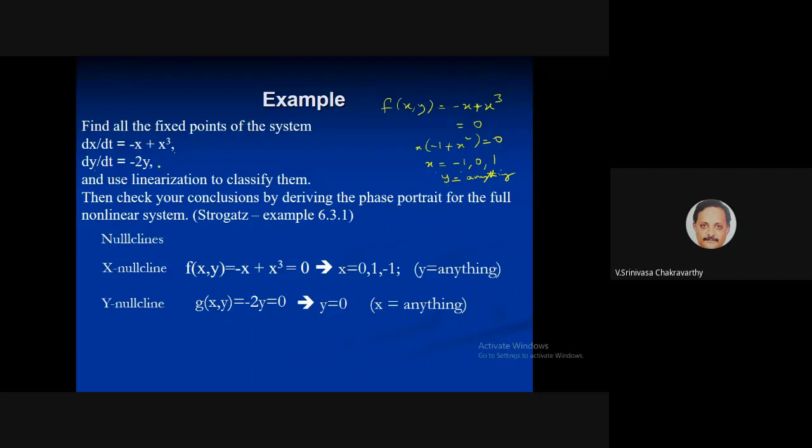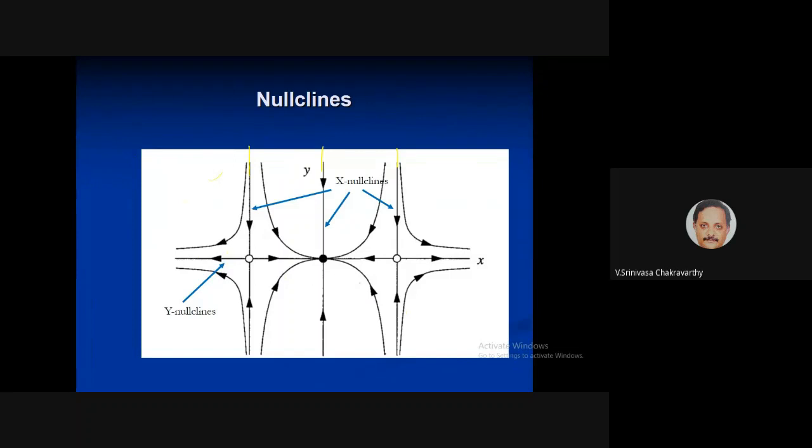So y dot is equal to minus 2y. So that is g of x comma y equal to minus 2y, which is equal to 0. So y is 0, x is anything. So that is the entire x-axis. So the x null lines are three parallel lines, all three vertical, and the y null line is the x-axis. Now, what are the fixed points now?